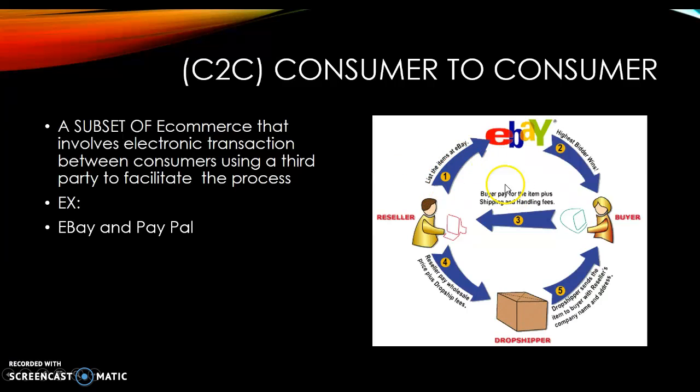This is a good chart that explains the breakdown, as I stated. Number one, you list the items on eBay, and the higher bidders win. The buyer pays for the item plus shipping and handling fees. The reseller pays for the wholesale price plus dropship fees. And then the dropshipper sends the item to the buyer with the reseller's company name and address. So this is a good diagram of how C2C, consumer to consumer, e-commerce works.